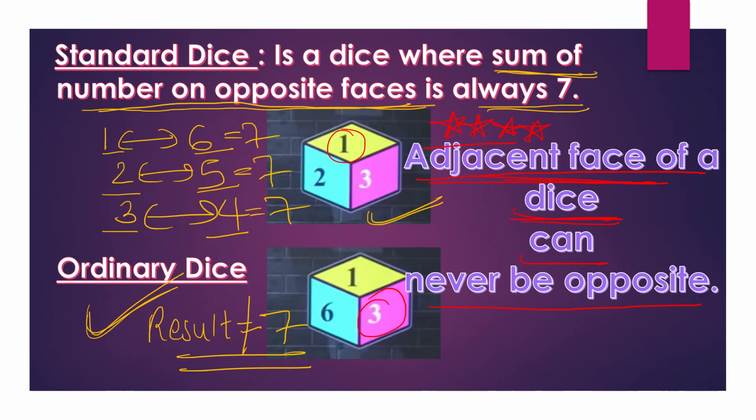Now, what does adjacent face mean? 1 and 3 are adjacent faces of a dice. 1 and 6 are also adjacent faces of a dice. So they can never be opposite. The opposite of 1 can never be 3, and the opposite of 1 can never be 6, because they are adjacent numbers on a dice. Adjacent numbers on a dice can never be opposite to each other. This is very important, so please note it down.